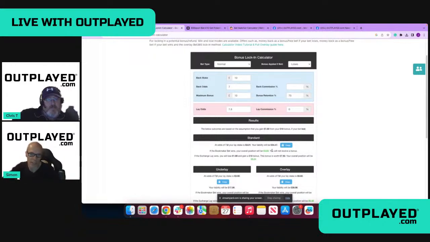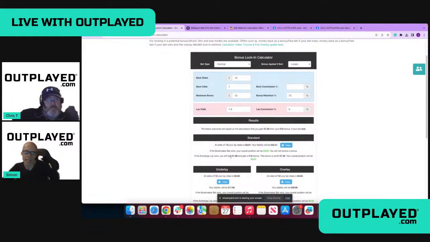So yeah, if the bookmaker bet wins here, you make an overall profit of £5.55, and that's just because you'll lose this liability of £54.47, but you win your profit at the bookmaker. You're going to have 10 times 7 is £70 as your return, minus the £10 stake, so £60 profit, minus £54.47, and that's £5.53. So you don't get a free bet. It says you will not receive a bonus. You just make more profit on the bookmaker than you lose at the exchange. Make a profit of £5.53.